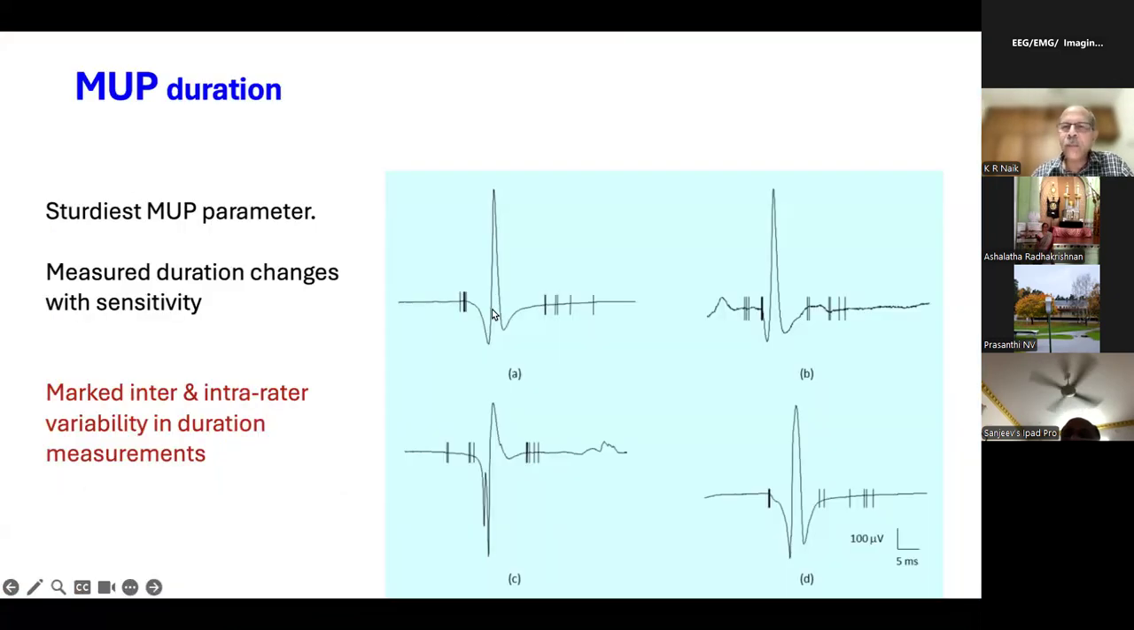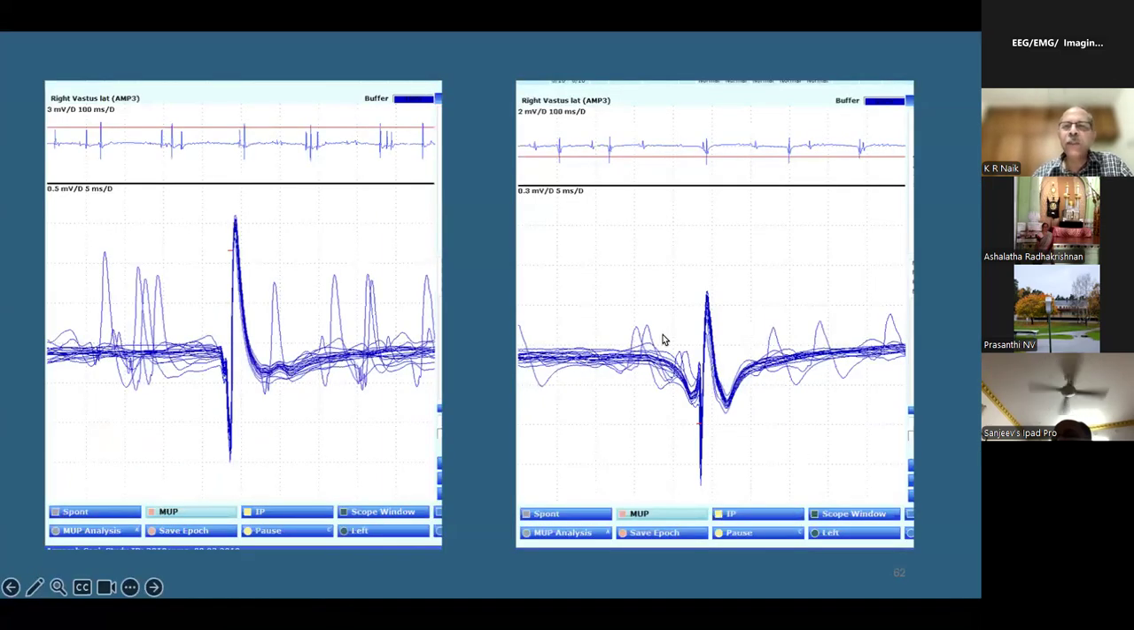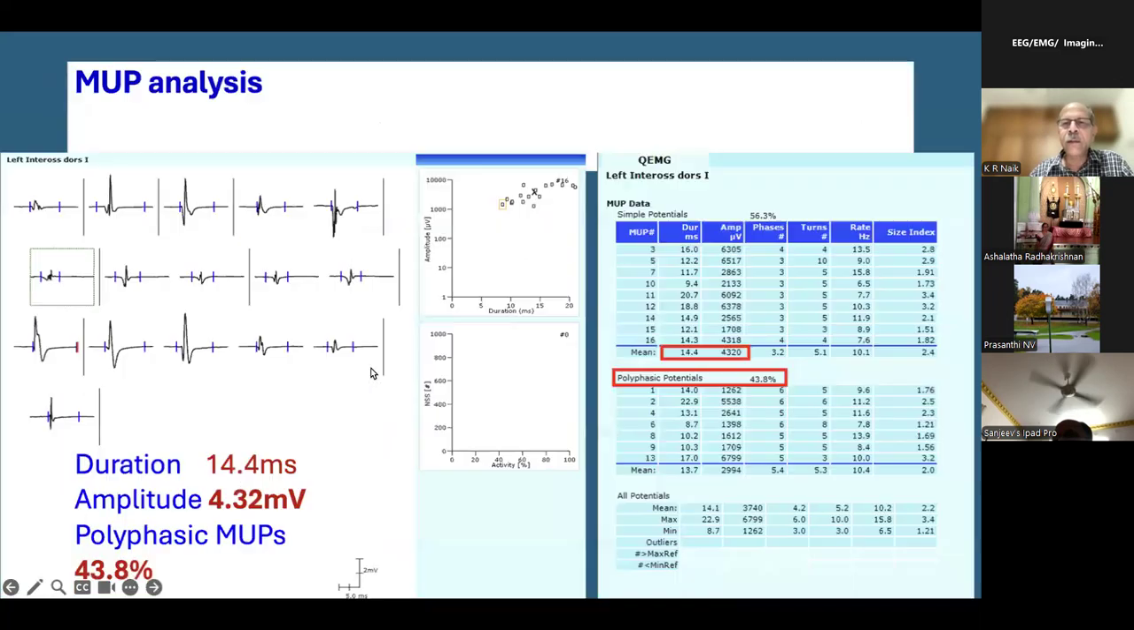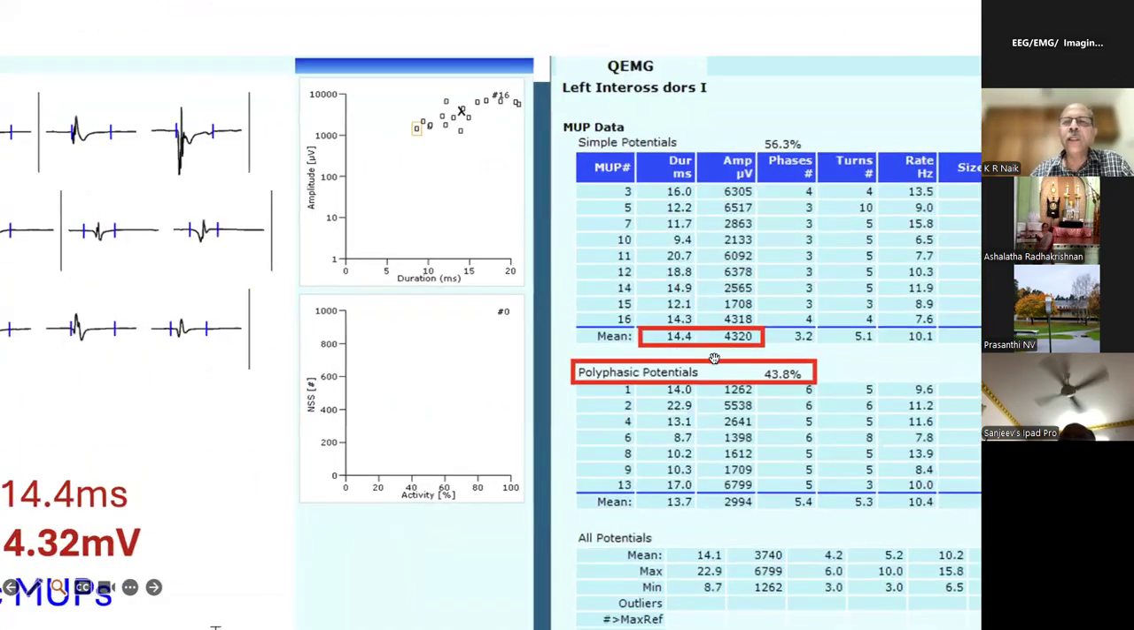With the single MAP, it may become difficult when you have this. If you have an averaged MAP, it is much easier. Otherwise, superimpose the MAPs and then take the duration. It becomes much easier, because if the confounding small adjacent multi-unit potentials are overlapping the MAP that you are measuring, then it's going to be difficult. So superimpose them, try to measure. And when you take multiple MAPs, then take the duration.